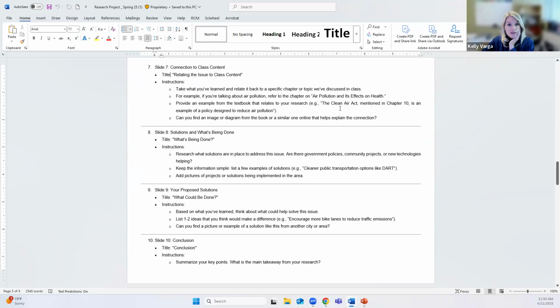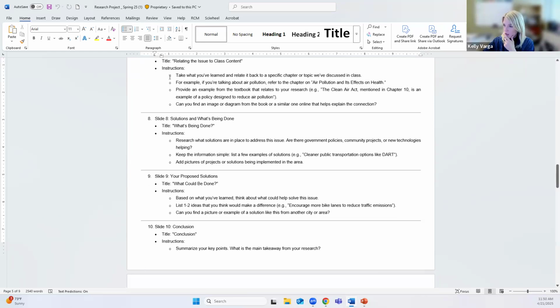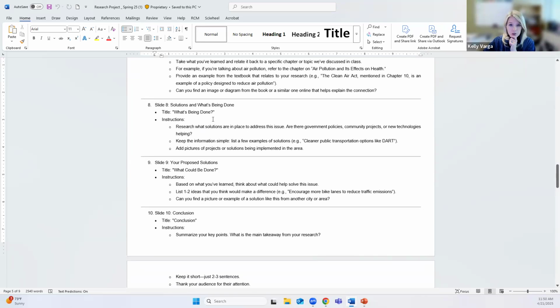Slide 7, now you're going to tie this back to a specific location and chapter in the book. What chapter did we cover this? What is something you want to talk about from that chapter that relates back to this? How did this excite you because you learned about it in that chapter? The last two, what is being done currently and what is your proposed solution?